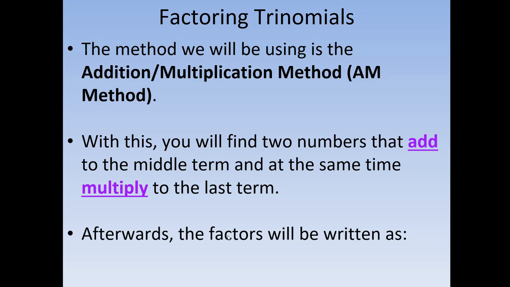Those two numbers will then be written as factors like this. If we have a trinomial where the variable is x, it'll be written like x plus blank times x plus blank, where in these blanks would be the two numbers that we found that multiplied to the last term and added to the middle term.